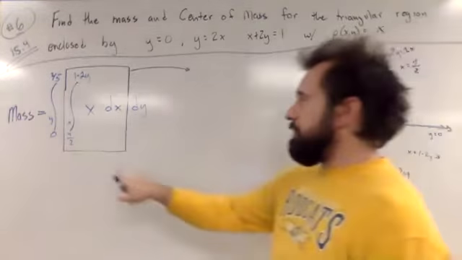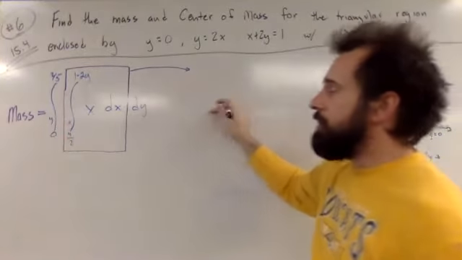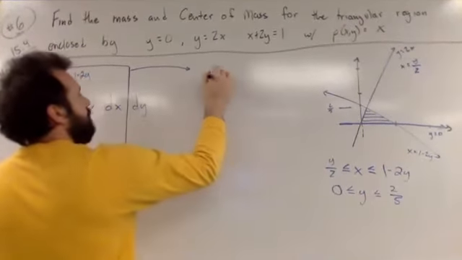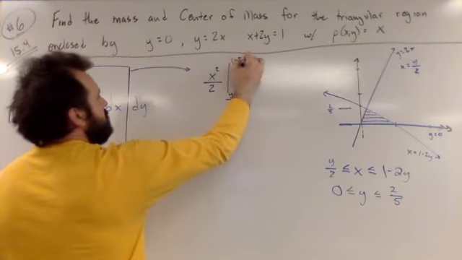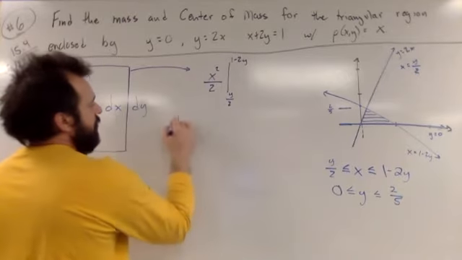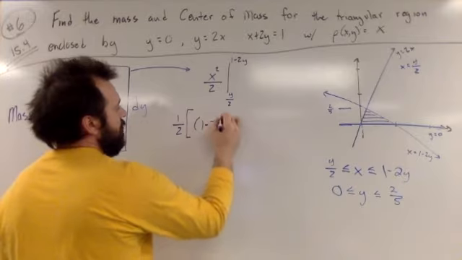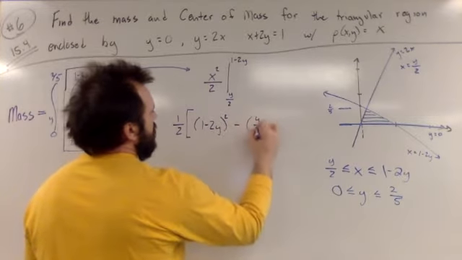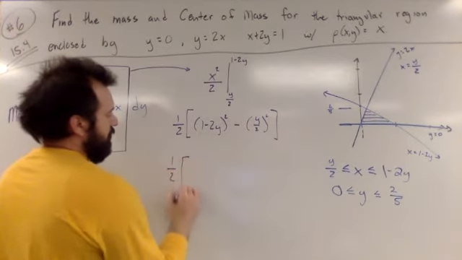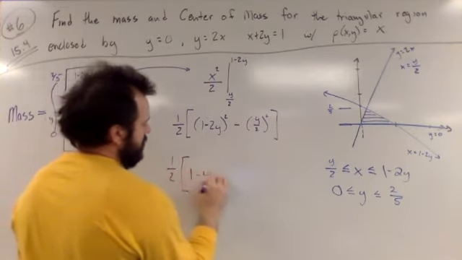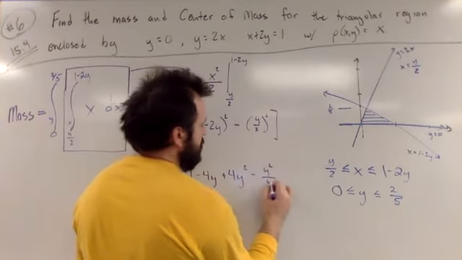First, let's look at the integral on the inside. I'm just going to worry about this and do that in purple right here. The antiderivative of x is x squared over 2. I'm going to evaluate that between y over 2 and 1 minus 2y. I'm going to pull out that 1/2. I'm going to take 1 minus 2y squared minus y over 2 squared, which is 1/2 of, this turns into 1 minus 4y plus 4y squared, minus y squared over 4.